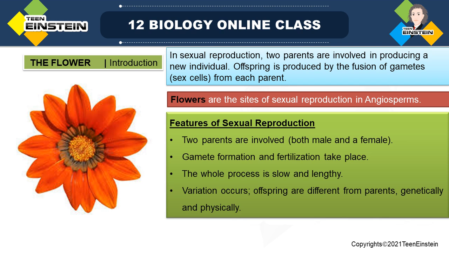Not like asexual reproduction. Asexual reproduction produces exact clones or exact characters. Like the parental organism, the same features will be present in the newly formed offspring also. But in sexual reproduction, there is a fusion of both male and female gametes, so the offspring are different from the parents. Genetically as well as physically, the parents and offspring are different. Got it?